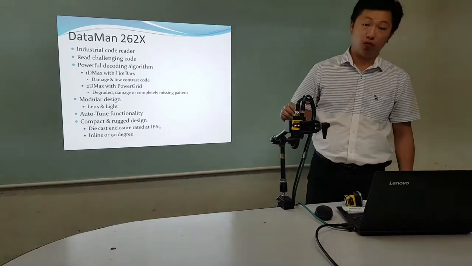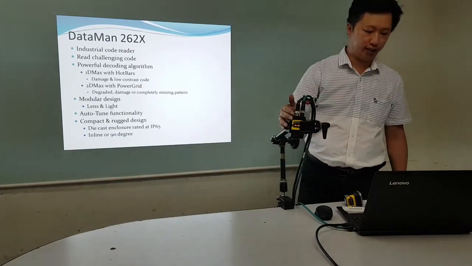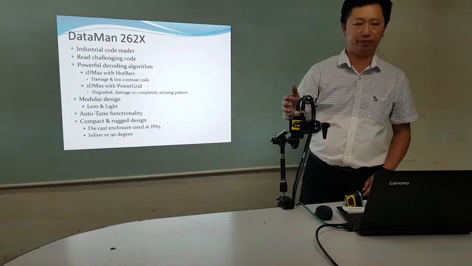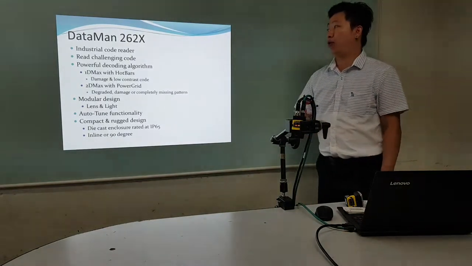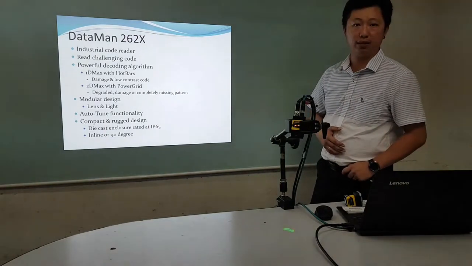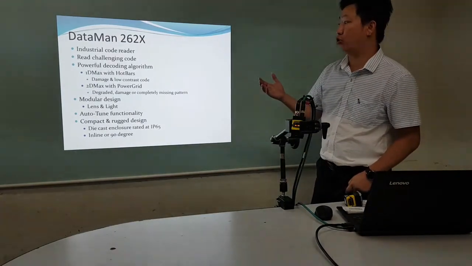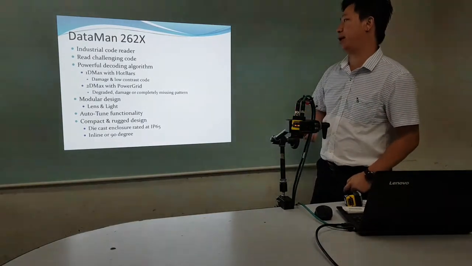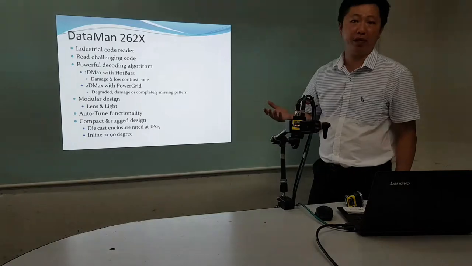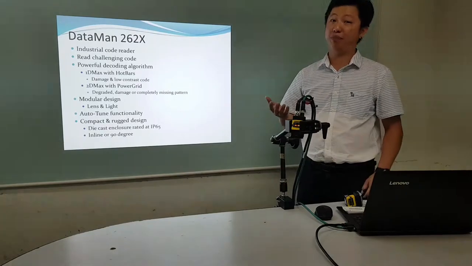So what is DataMan 262X? DataMan 262X is an industrial code reader that can read the most challenging 1D and 2D codes. With our powerful decoding algorithms, 1D Max with Hotbars can read damaged and low contrast codes. Our 2D Max with PowerGrid makes the readers able to read degraded, damaged, or completely missing clocking or finder patterns.